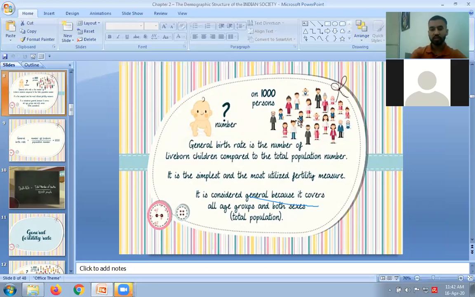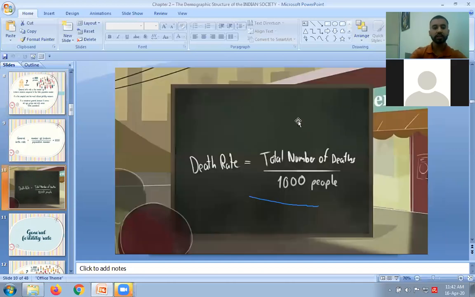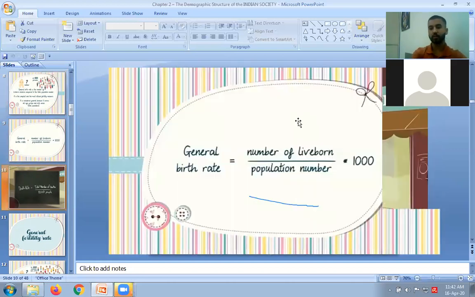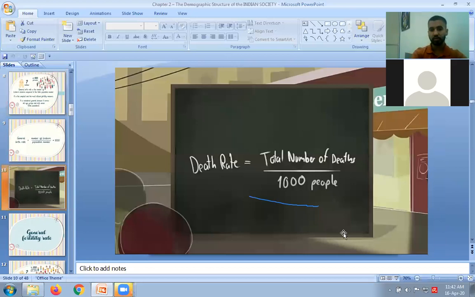So this is what birth rate is all about. Then, similarly, death rate. Look at your screen. So it's death rate, right? Here we're going to keep the total number of deaths upon 1,000 people. So out of 1,000 people, how many children are not surviving is what death rate is all about. So the total number of deaths upon 1,000 people is what death rate is all about.